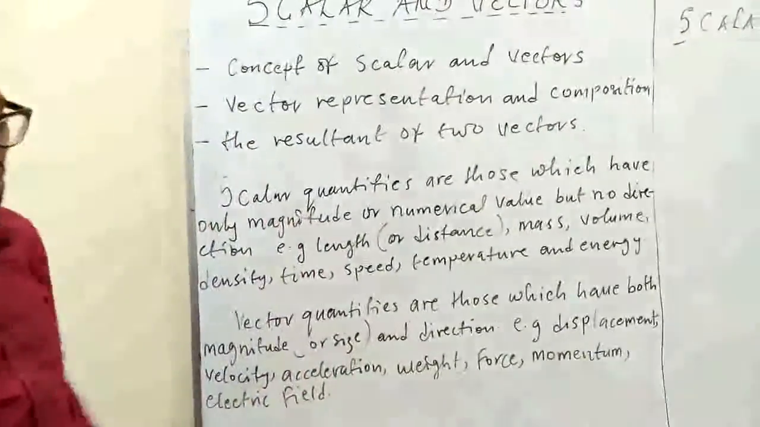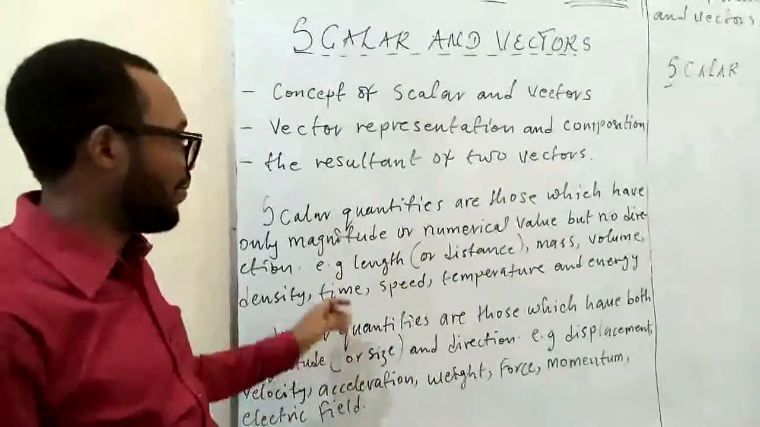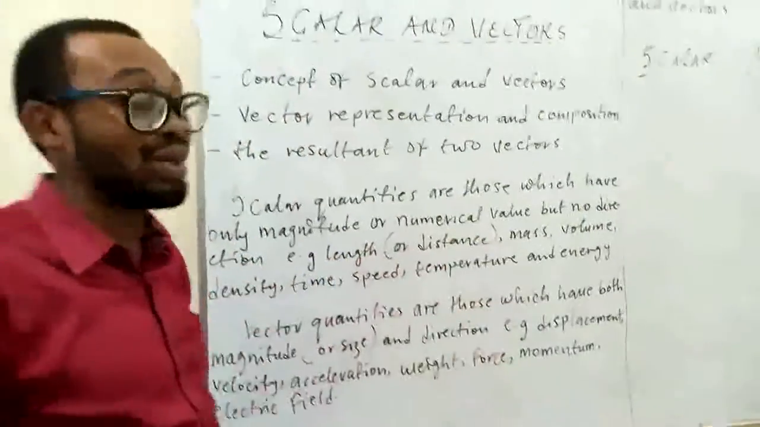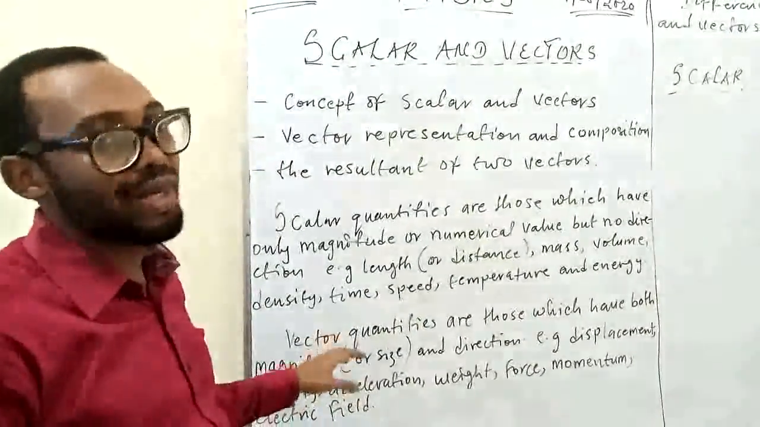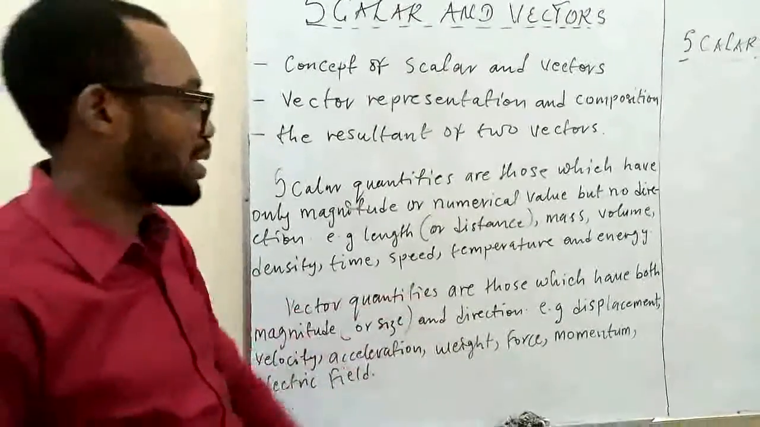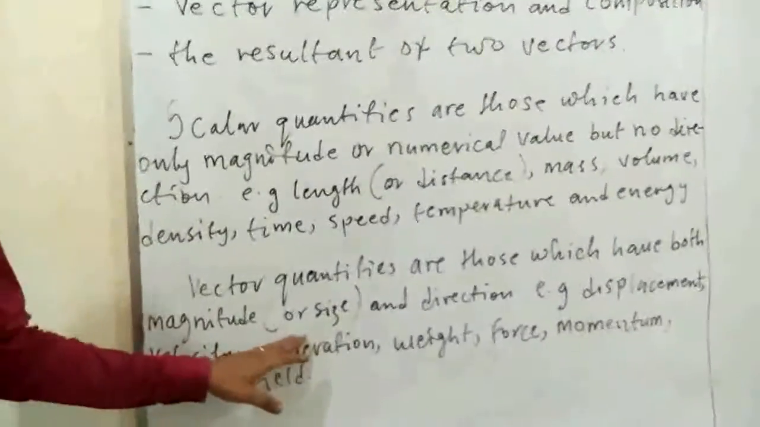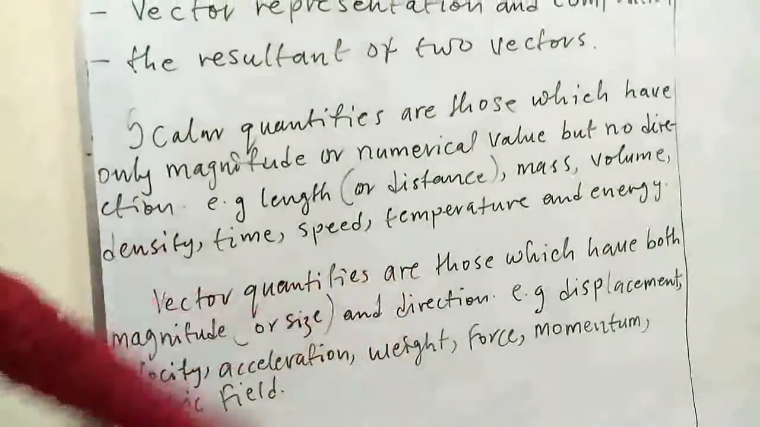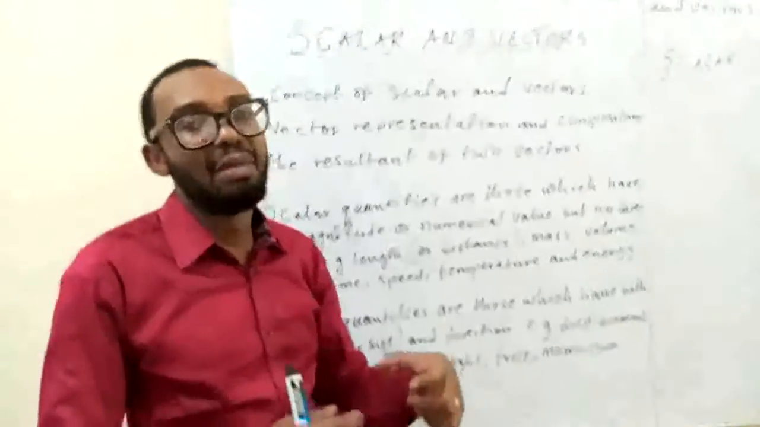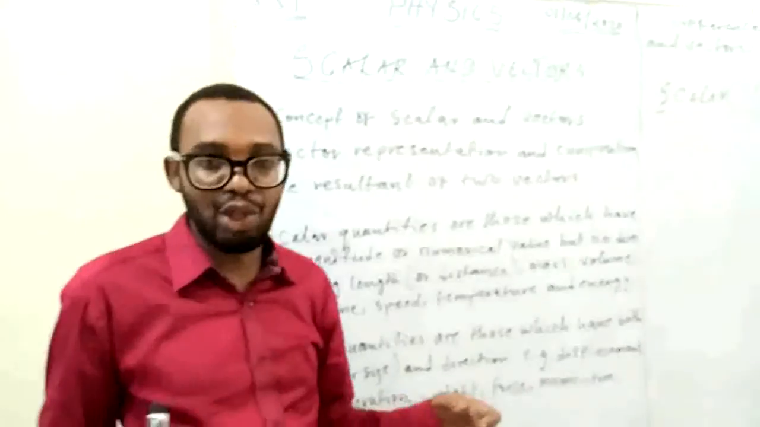What then is a vector quantity? I think your answer should not be far from what I've explained so far. If a scalar quantity consists of magnitude only without direction, then a vector quantity should contain both magnitude and direction. So I would say that vector quantities are those which have both magnitude, we call it size, and direction. Quantities that have magnitude and direction.